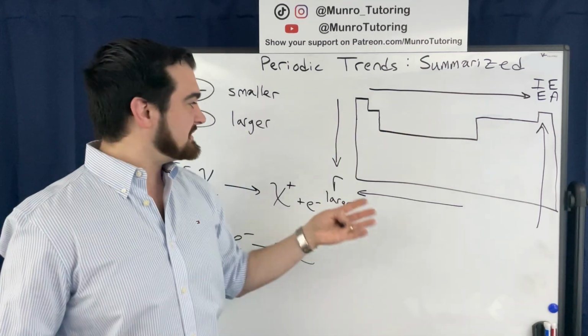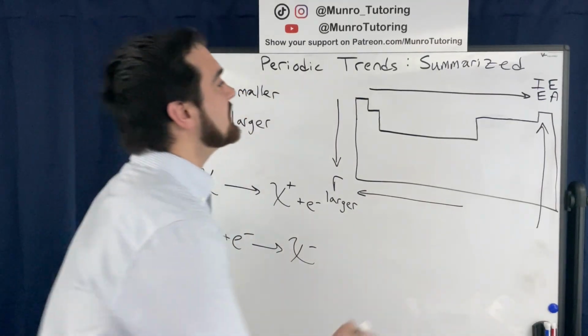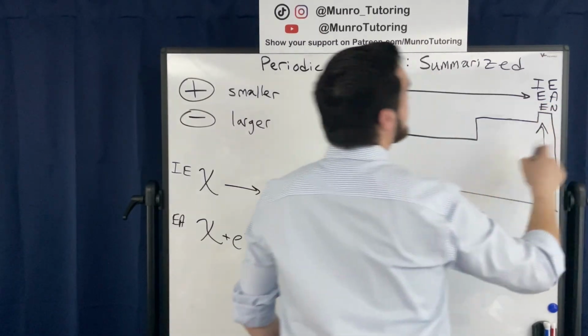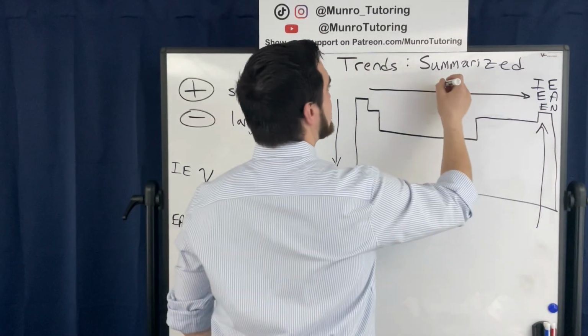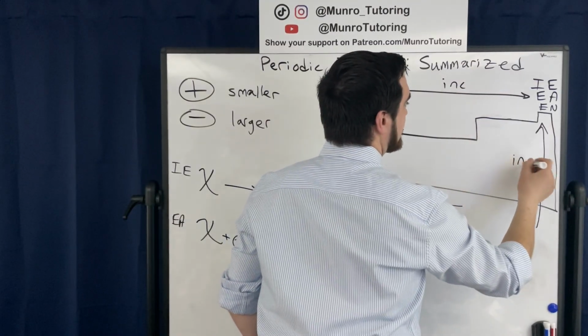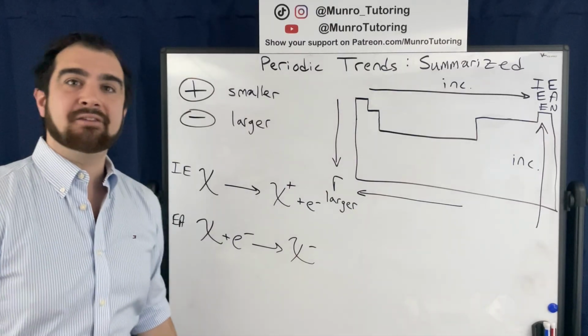Again, it all goes back down to atomic radius if we want to simplify things and think about it that way. And so electronegativity also increases up and to the right. I'm going to say increases. This is increases. All right. And those are the periodic trends, guys.